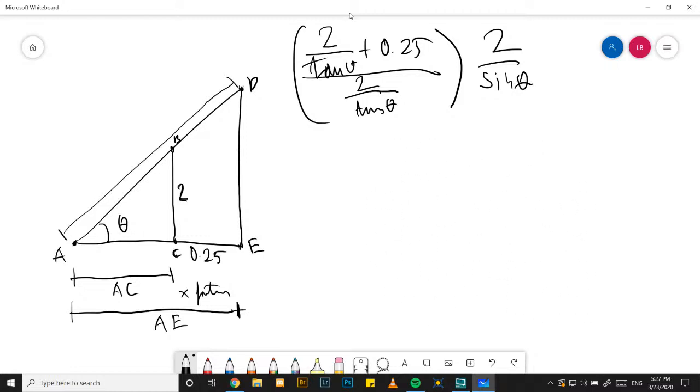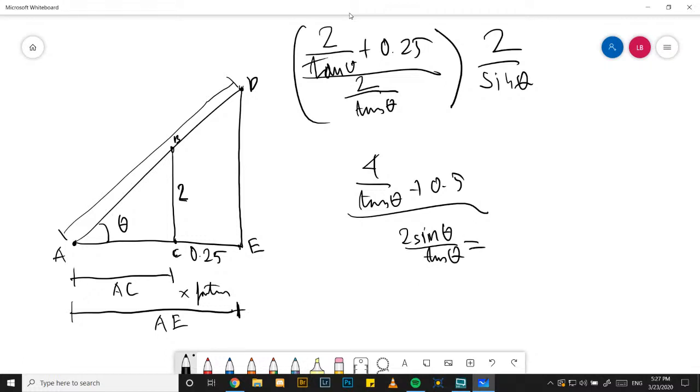So I'm just going to do that now. I get 4 over tangent theta plus 0.5 over 2 sine theta over tangent theta. The sine thetas will cancel out, because tangent theta is equal to sine theta over cosine theta. So this will just become 2 cosine theta at the bottom.